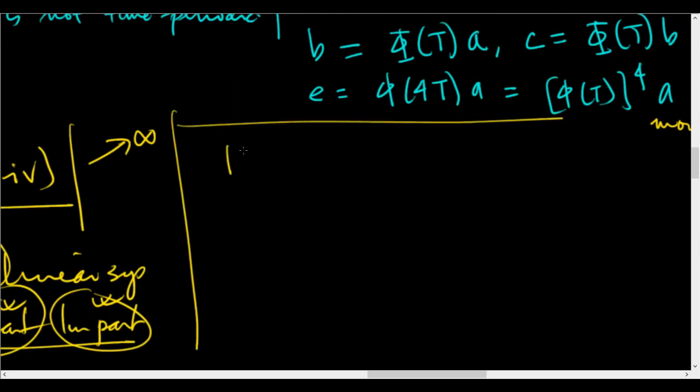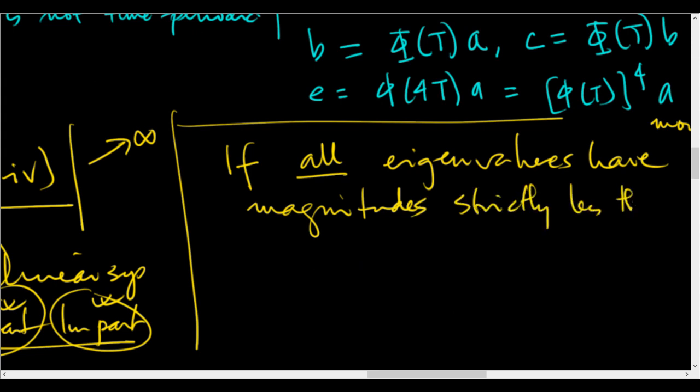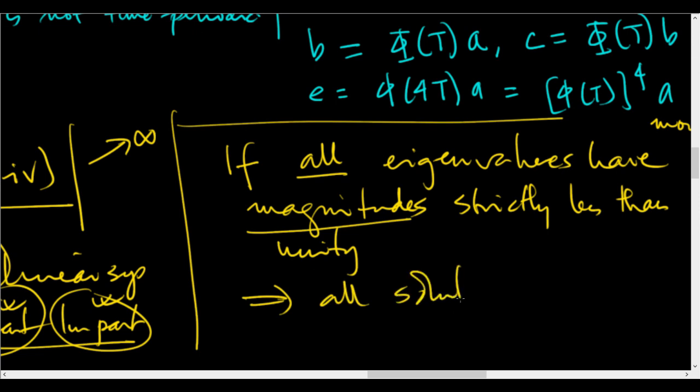Okay, on the other hand, if all eigenvalues have magnitudes strictly less than unity magnitude, okay, then all solutions go to 0. Okay, how do you prove that?